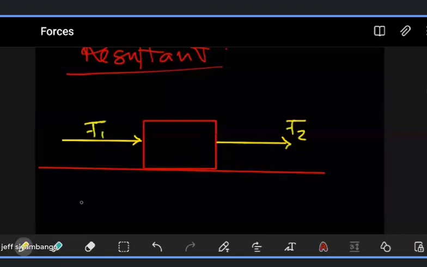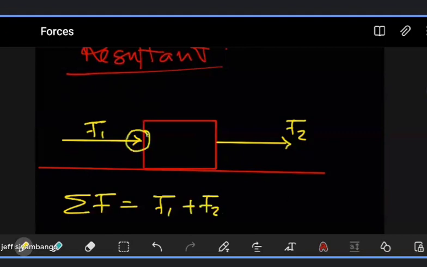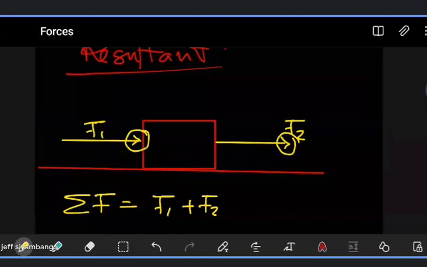So the resultant force can be written sometimes as a sum of the forces, just an addition of F1 and F2, but taking into account the directions in which these forces are going. This is going to the right, this is also going to the right. So in this case, you just have to add them. They are both positive forces.